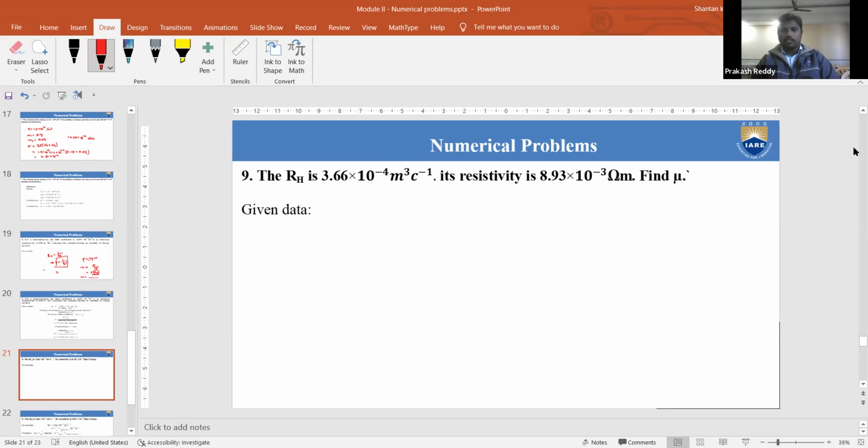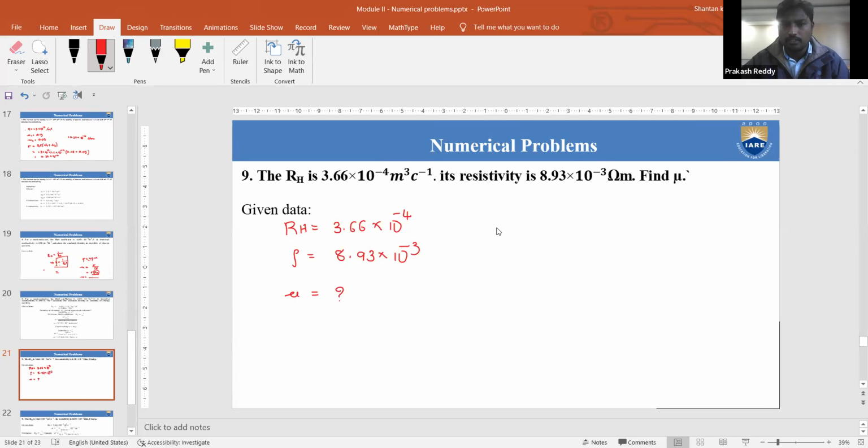So write down the given data first. What is the given data? RH equals 3.66 into 10 power minus 4, and resistivity rho equals 8.93 into 10 power minus 3. We need to find the mobility.